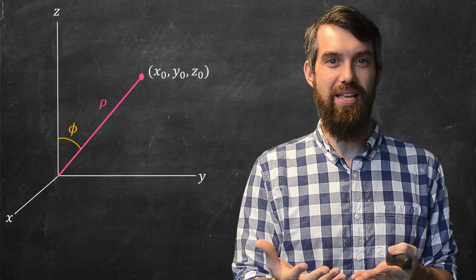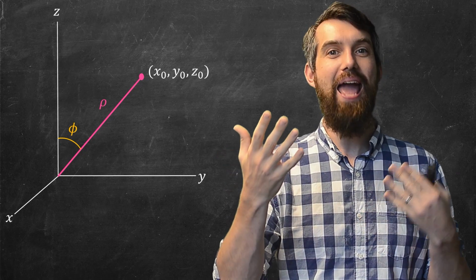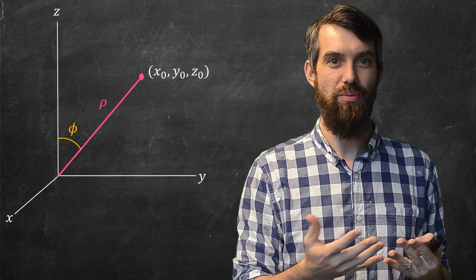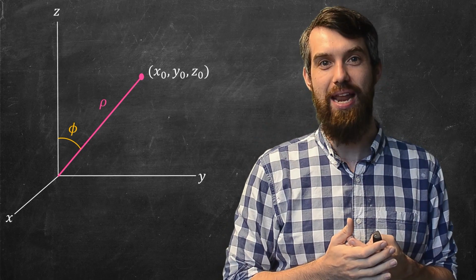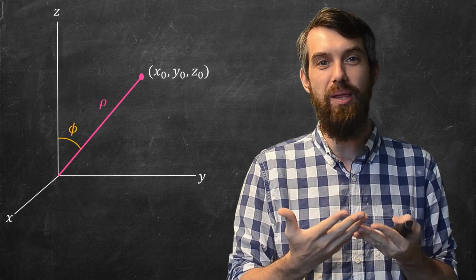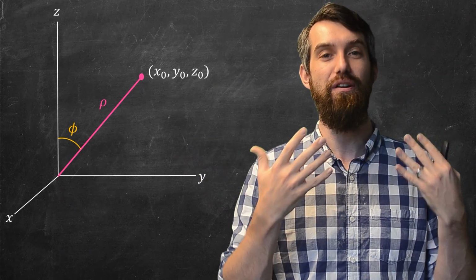Then the next thing I want to study is the angle between this particular line, the origin out to the point, and the z-axis. No matter where my point is, there's always going to be this projection onto the z-axis, and the angle between the line from the origin to the point and the z-axis is going to be defined to be phi.